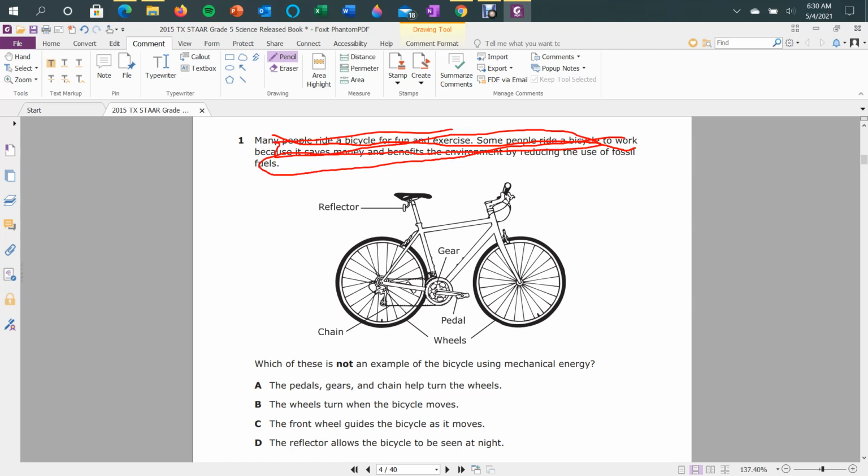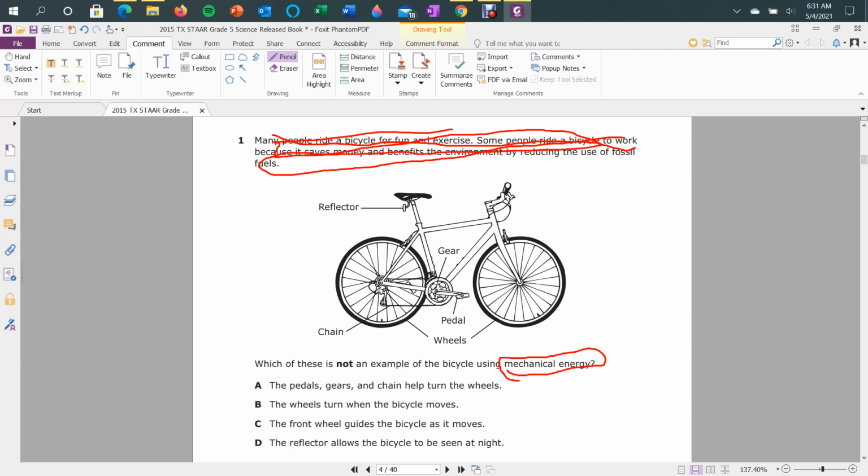All right? So mechanical energy. That's the key right there. Mechanical energy. So what is mechanical energy? That's my next question. Well, remember, mechanical energy is energy of movement, moving parts. So what's moving parts on this? So let's look at the answer choices.